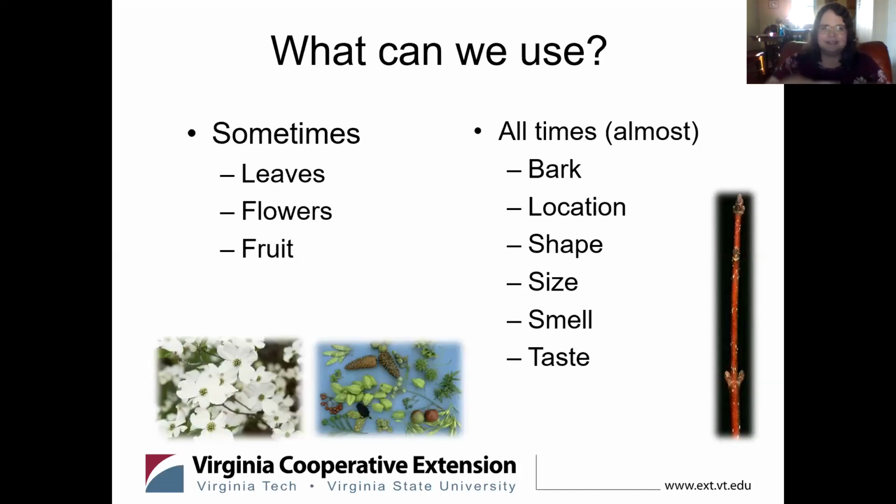Shape of the tree, is it tall and narrow? Is it wide? So that can help out. Size of the tree can help out a little bit for identification. Smell. Taste, you can taste the leaves if you want. I kind of stay away from that one. But that is something you can use too. So we're going to talk a little bit about these topics going forward.